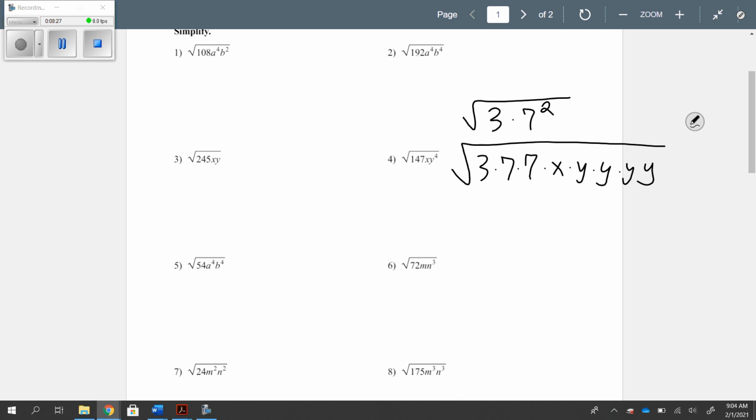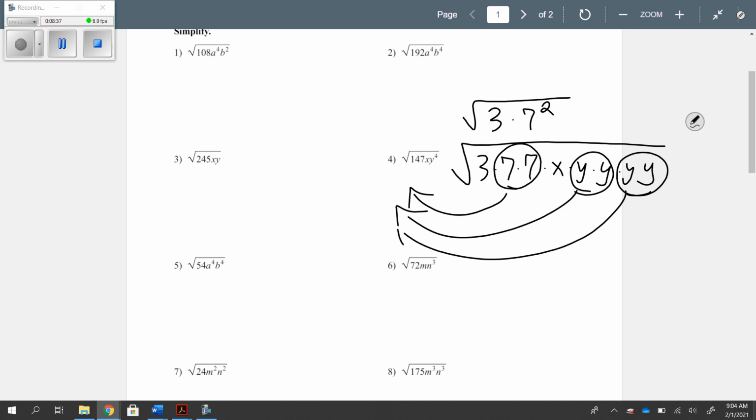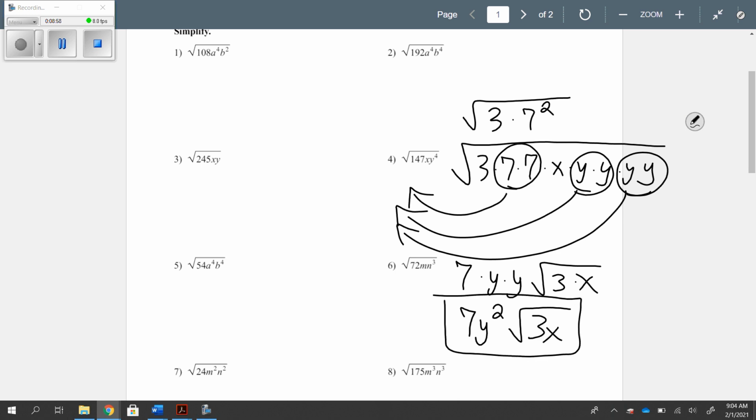This 3, it doesn't have a partner. This 7 does. The x does not. The y does, and the y does. So these 3 get to leave. And we're left with, on the outside, 7 times y, and then square root of 3 times x. Or if we wanted to simplify all that, it would be 7y squared, and then square root of 3x. And we're done. All right, finish the other 16, turn them in. It shouldn't be that bad. Rewatch the video if you need to.